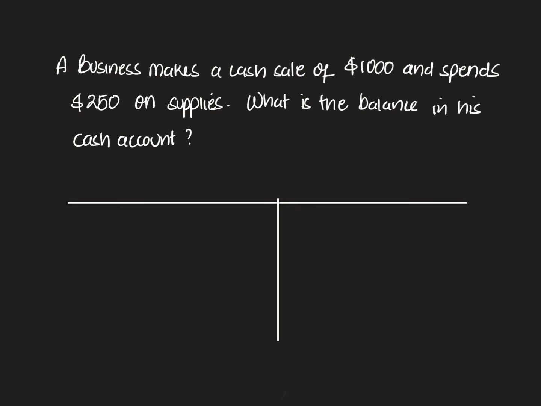If the question is to determine what the balance in its cash account is going to be, we can readily determine this. We know that the cash balance will equate the money coming into the business, that's $1,000, less the money that is leaving the business, $250. Therefore, we can conclude quite easily that the balance on the account is going to be $750.